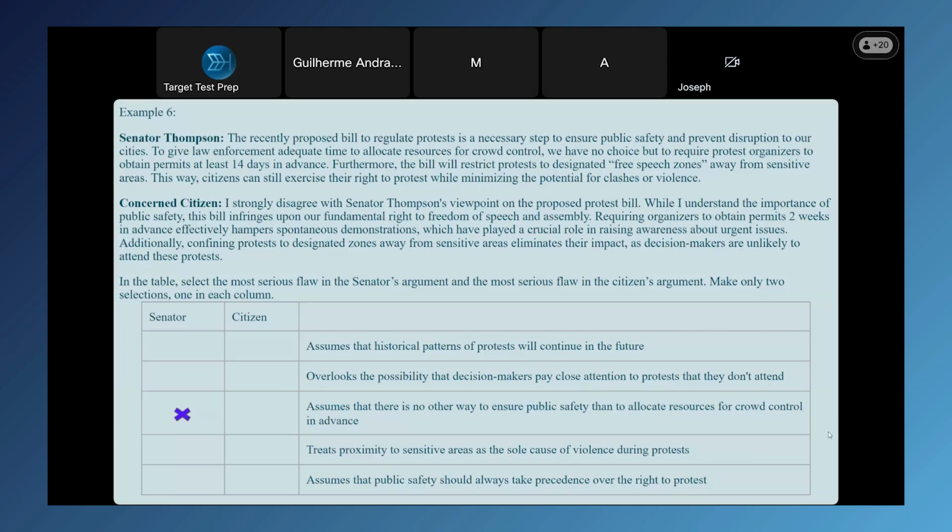B assumes that there is no, that one doesn't really apply for the citizen. The citizen is not really talking about violence during protests, so D doesn't apply. And E, the citizen certainly does not think that public safety should always take precedence over the right to protest. So C for the senator and B for the citizen.